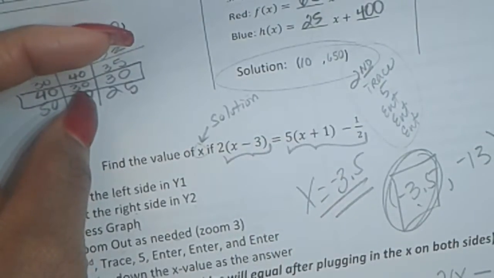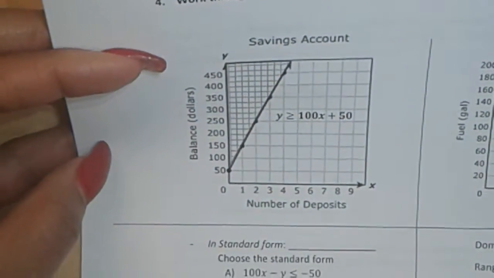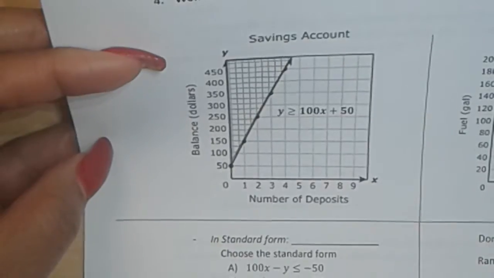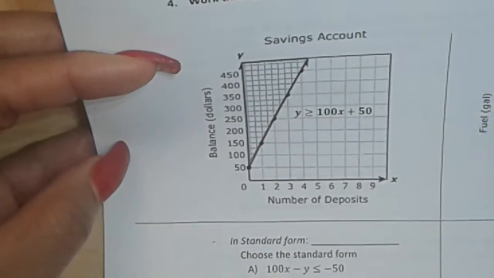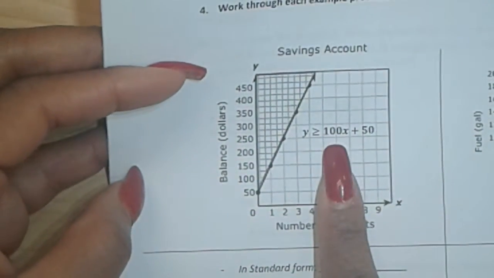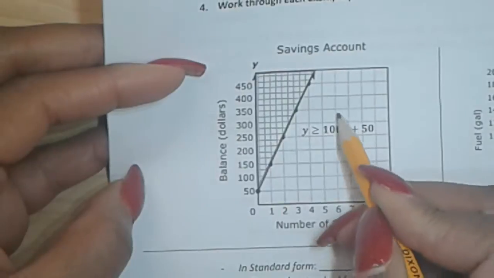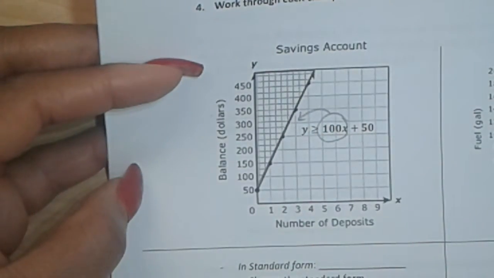Okay, let's go ahead and do the next problem. Okay, so what do I want to do? I want to write the equation in standard form. Well, that's pretty simple. I have the answer here. So what needs to happen? Move 100x to the other side. When you do that, you subtract it.